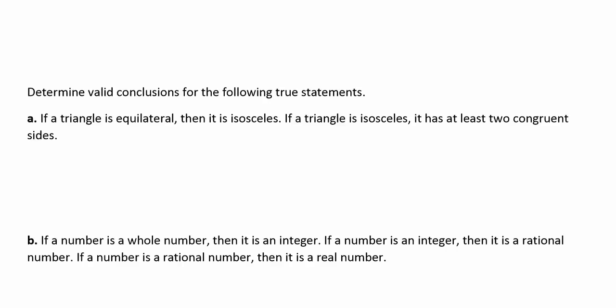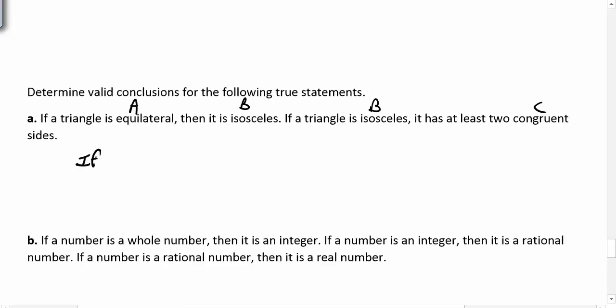Okay, so we're going to take a couple of these chain statements and try to come up with the conclusion using the chain rule. If a triangle is equilateral, then it's isosceles. If a triangle is isosceles, then it has at least two congruent sides. So we're saying if it's equilateral, then it's isosceles. If it's isosceles, then it's got two congruent sides. So what is our chain conclusion that we can make off of this?